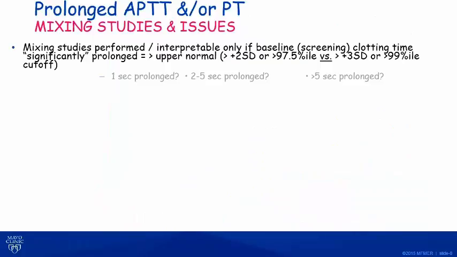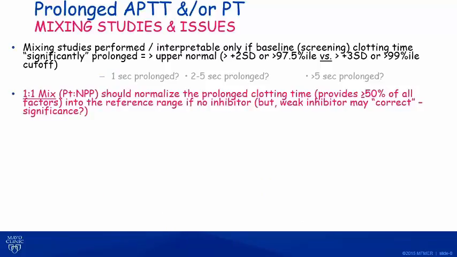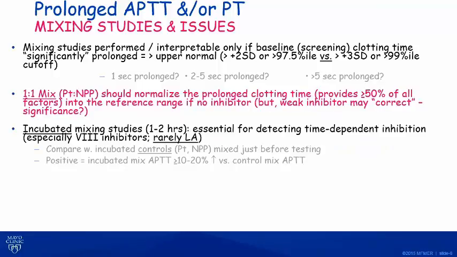But these tests are rather difficult to interpret. The mix should normalize if it's a deficiency, and that's the general rule that's followed, whereas the definition of an inhibitor is that it fails to normalize with a one-to-one mix.